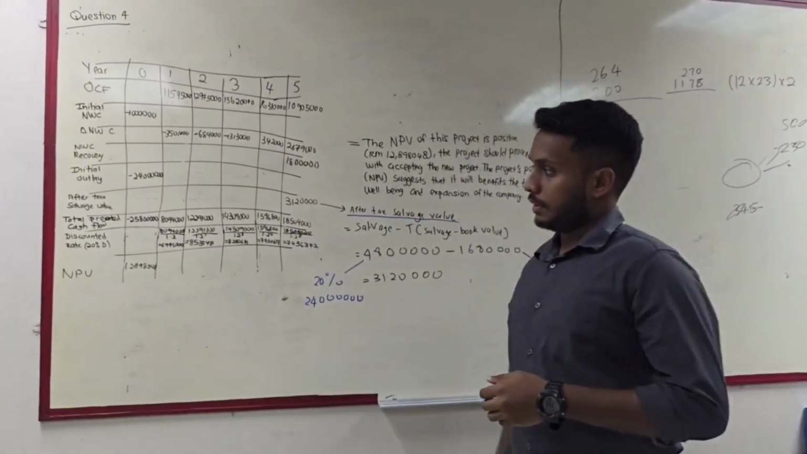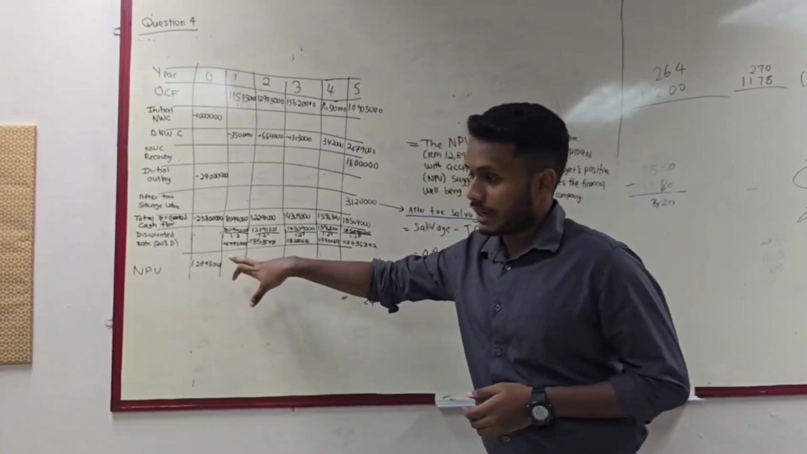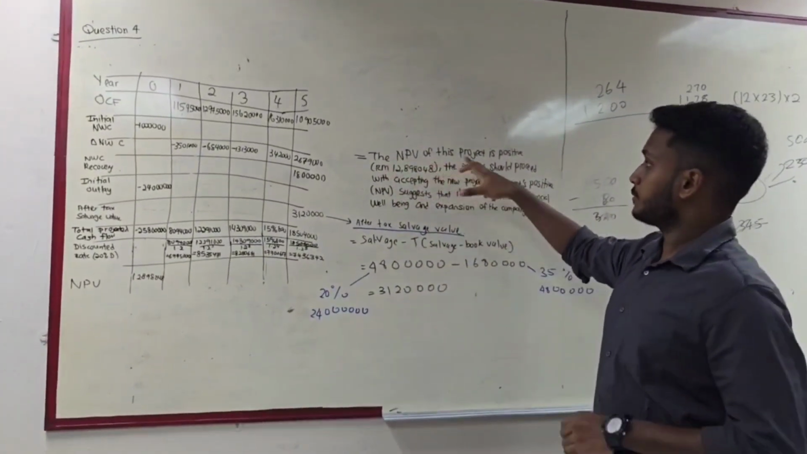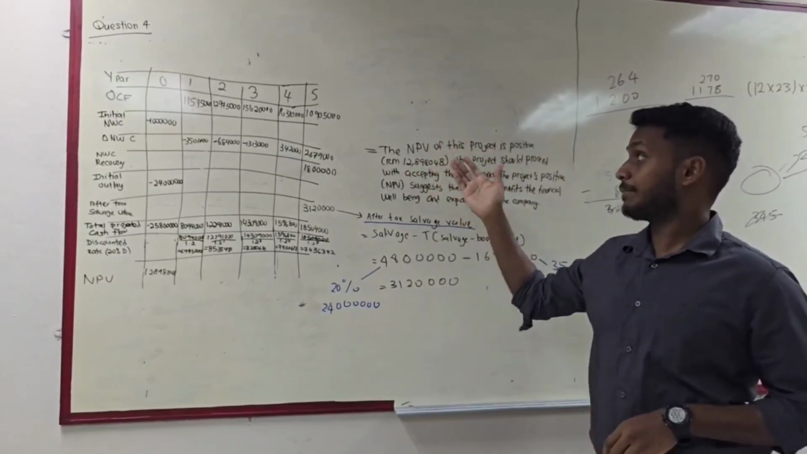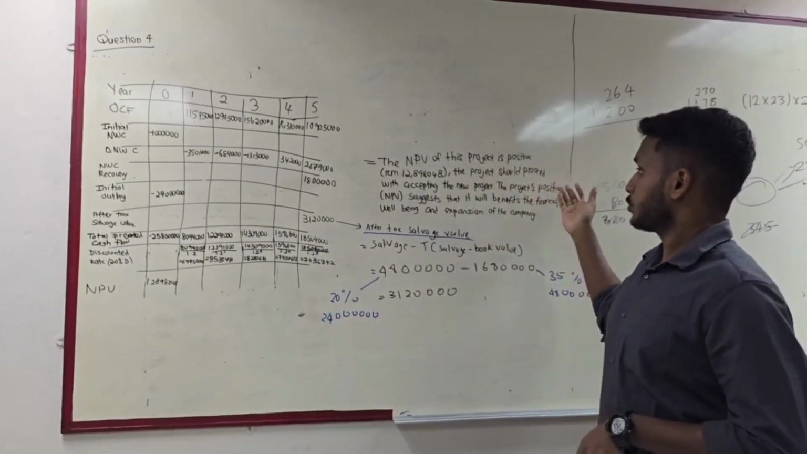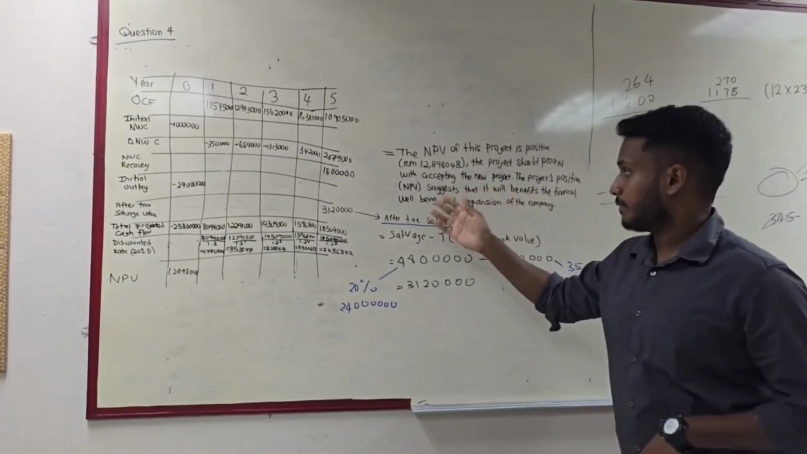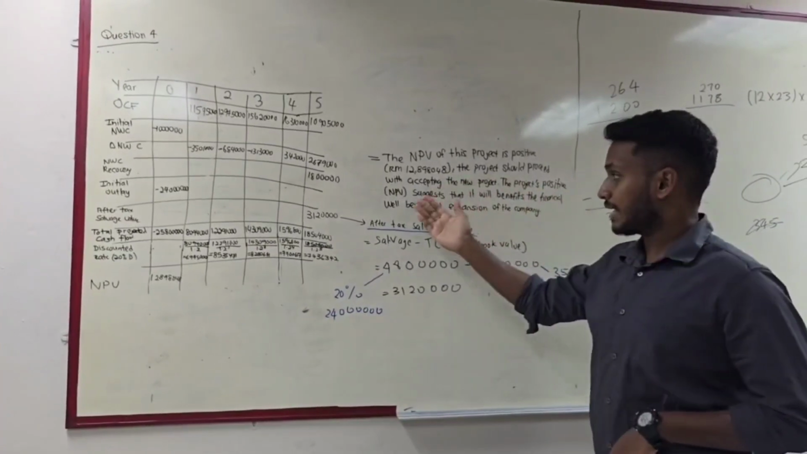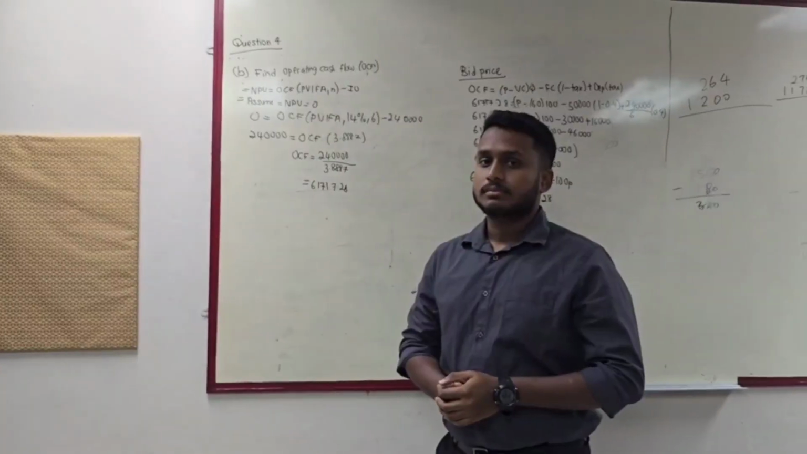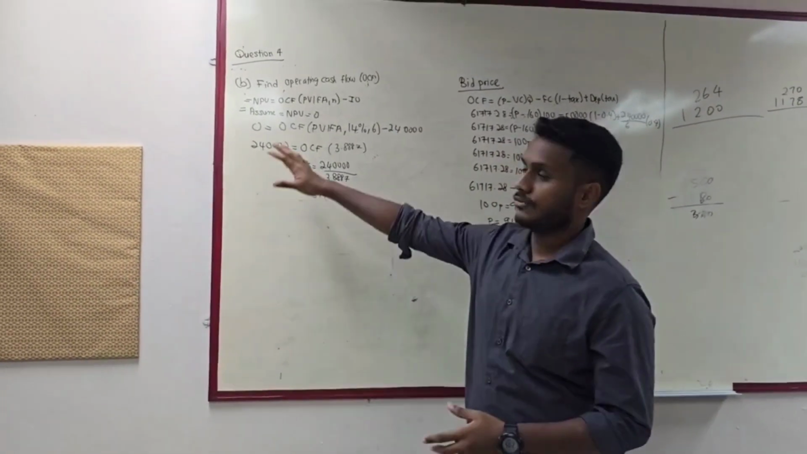As I mentioned just now, we get the NPV of 1289,8048, which is a positive NPV. When the NPV of this project is positive, which is RM 1289,8048, the project should proceed, accepting the new project. A positive NPV project will benefit the financial well-being and expansion of the company. Okay, so that's all for part A question. Let's move to part B.